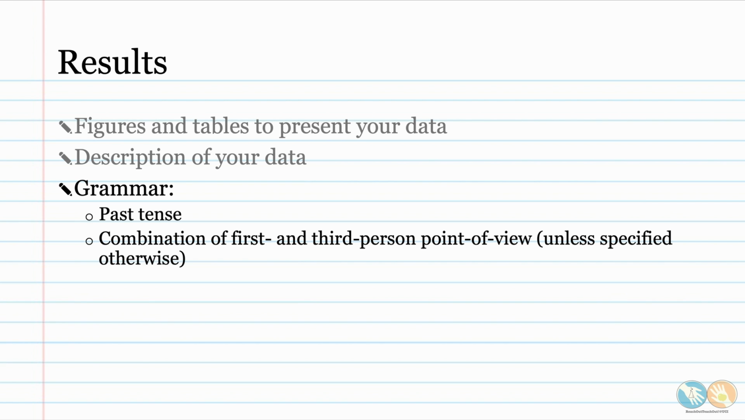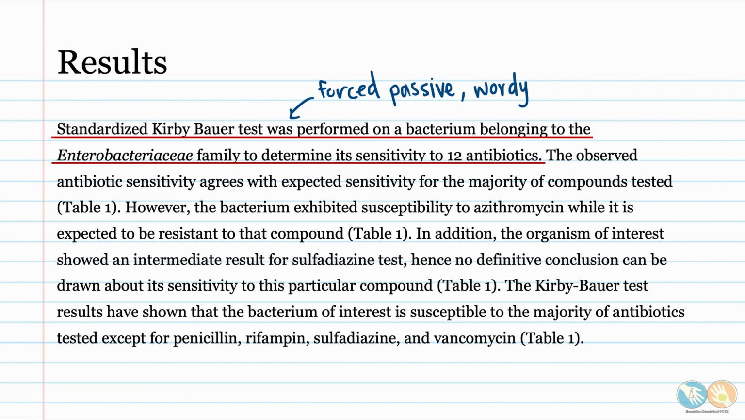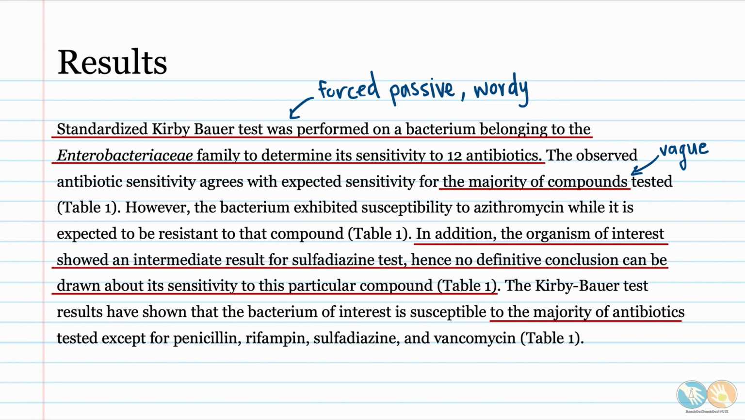Now let's look at an example of the written part of the results sections and let's try to improve it. The first sentence describes the purpose of the experiment, but it sounds awkward written in passive voice. And it's also quite wordy, so we can work on that. The next few sentences describe the results, but words like the majority of compounds are not precise, and we can make it clearer. This sentence here is also wordy and can be shortened.